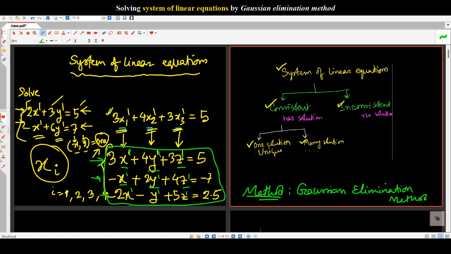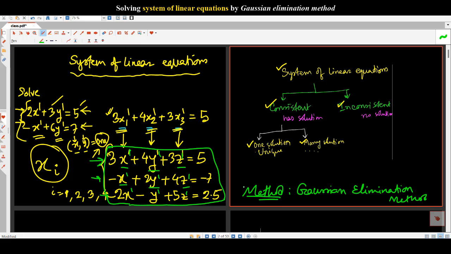So this method is named after the German mathematician Carl Friedrich Gauss. Okay, so now we know this is the Gaussian elimination method. There is also one modification of this method that is known as the Gauss-Jordan method, named after another mathematician, Wilhelm Jordan. Both methods can be applied to solve a system of linear equations.